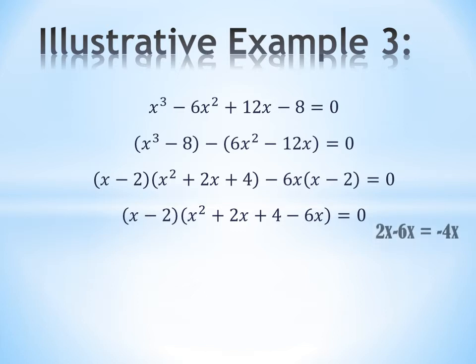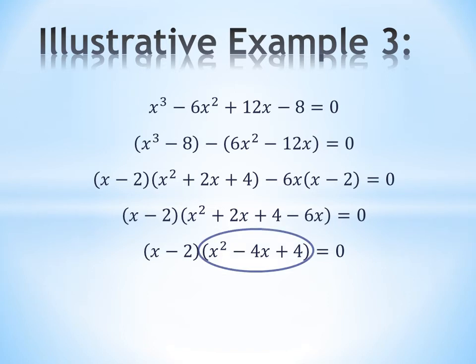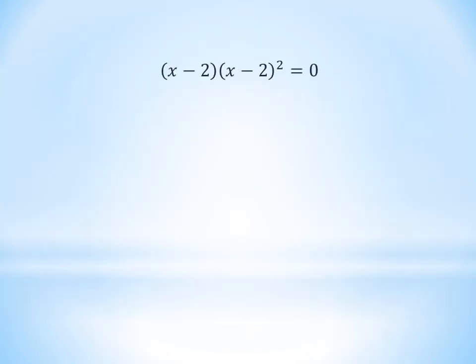Combining like terms, which are 2x and negative 6x, we now have x minus 2 times x squared minus 4x plus 4 equals 0. Notice that x squared minus 4x plus 4 is also a special product which can be factored as a perfect square. Therefore, the factors for our polynomial equation are x minus 2 times x minus 2 squared equals 0. And so that is just x minus 2 to the power of 3.